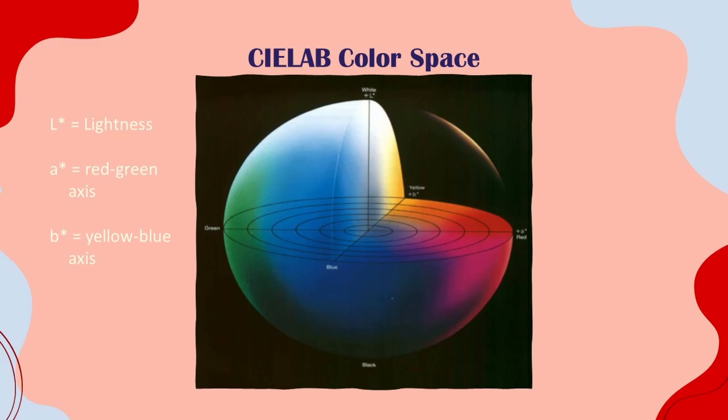This is a standardized color chart that was developed in 1976 and is used in almost every industry today. It has values ranging from 0 to 100 across three axes: L for lightness, A for the red-green axis, and B for the yellow-blue axis. A difference of two or more corresponds to a difference in color that is detectable by the human eye.